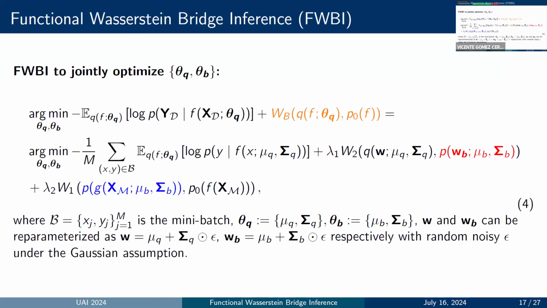Based on this proposed Wasserstein bridge, we propose a new variational objective in function space called the functional Wasserstein bridge inference, FWBI, to obtain the optimal theta Q star and theta B star. And we proved that the variational objective of FWBI is not a lower bound of the model evidence, which indicates it is not a well-defined variational objective for Bayesian inference.